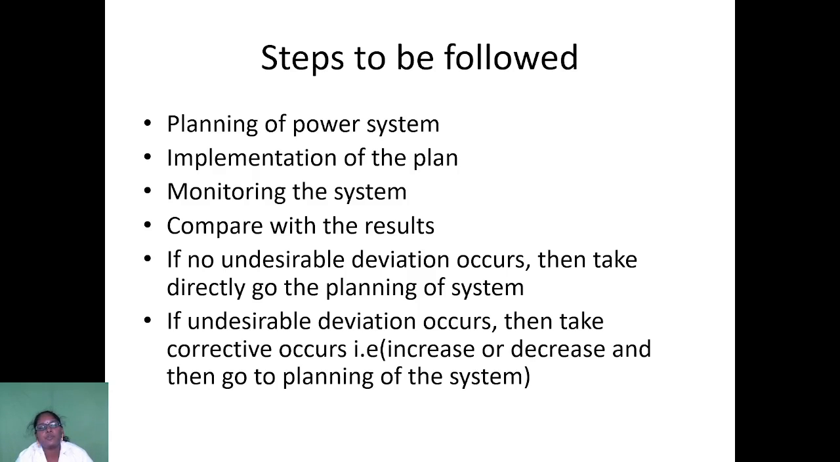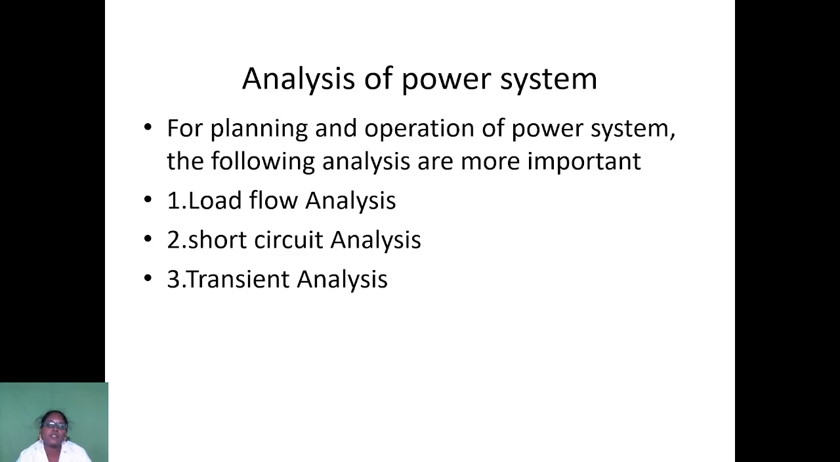Next, if any undesirable deviation occurs, then we go directly back to planning the power system network. If there is no deviation, then we take the corrective action, that is, if there is any increase or decrease, we go for the corrective action process. Finally, we analyze the power system. After planning and operation of the power system, we go for the analysis of the power system.